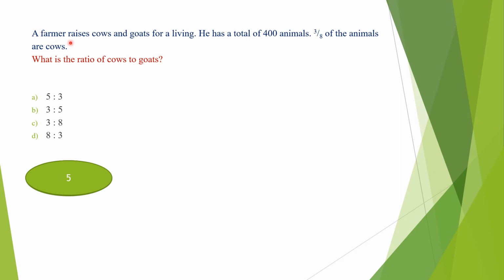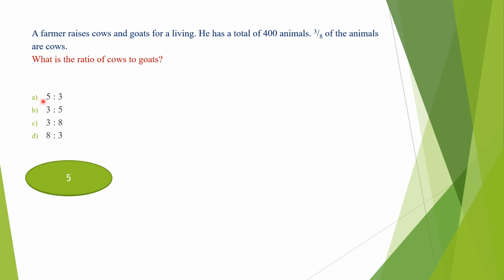A farmer raises cows and goats for a living. He has a total of 400 animals. 3/8 of the animals are cows. What is the ratio of cows to goats? I also gave you 4 possible answers.